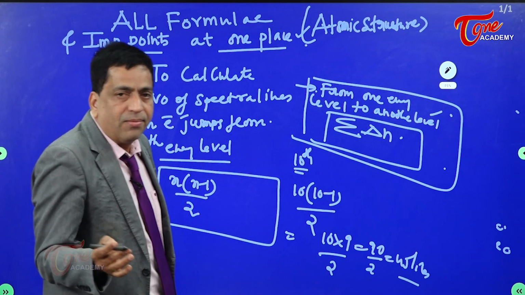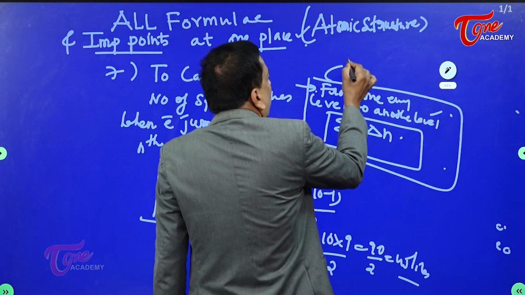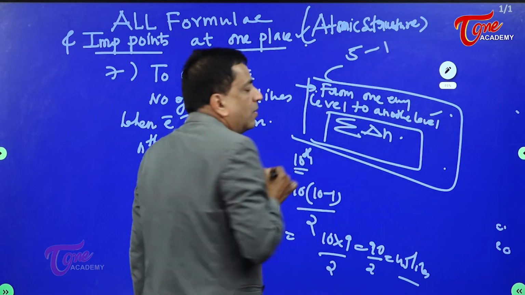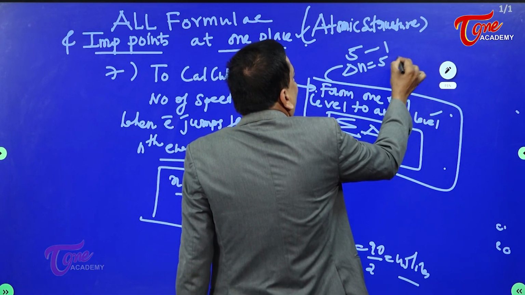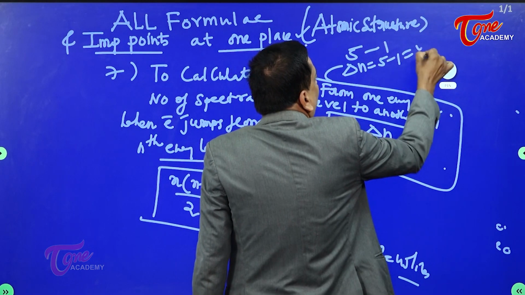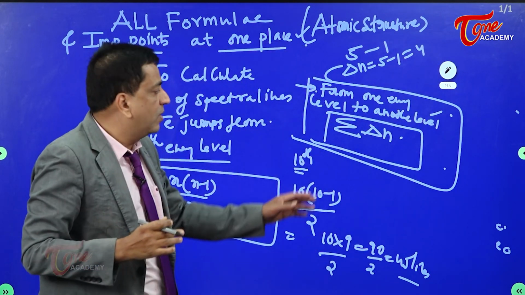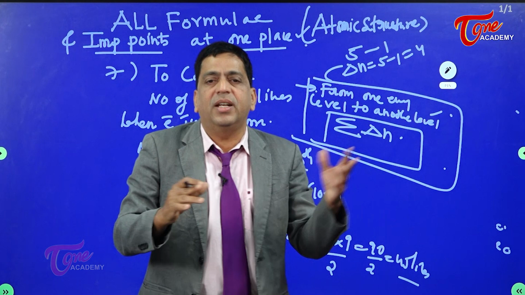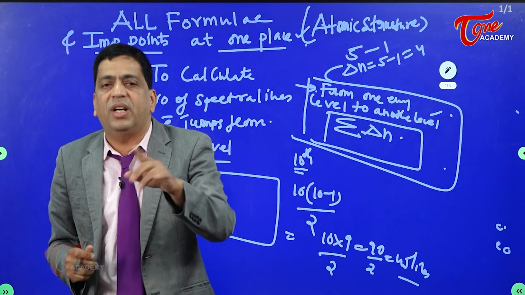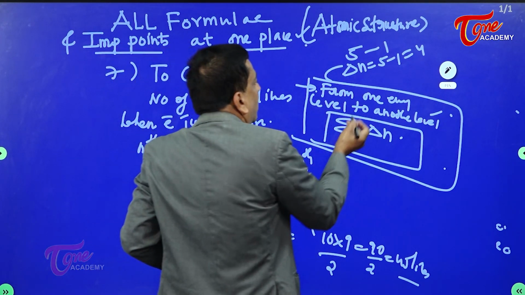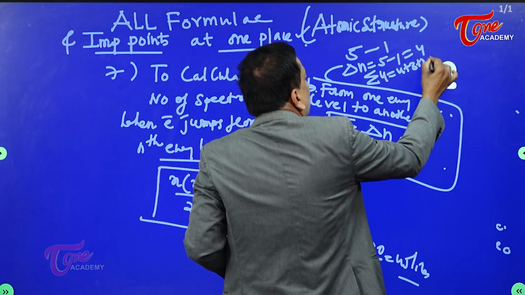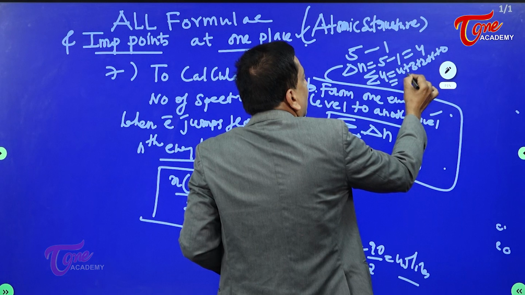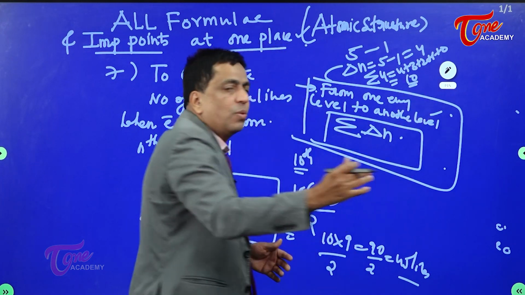For example, suppose an electron is jumping from 5th to 1st. Then delta n is nothing but 5 minus 1, which is 4, because delta n is the difference of the energy levels, jumping 5 to 1 is 4. And then you need to put sigma, which is sigma 4. Sigma is nothing but 4 plus 3 plus 2 plus 1 plus 0. So this is 7, 9 and 10 lines. You need to put it in the exam.